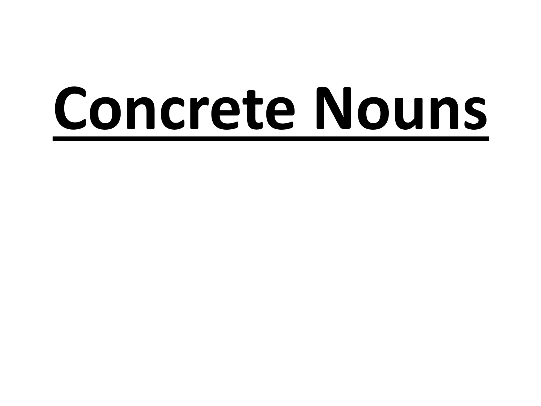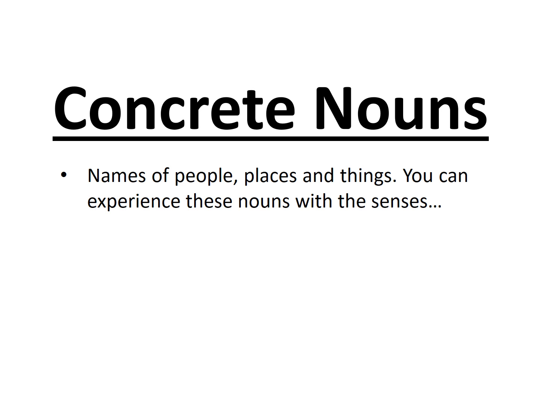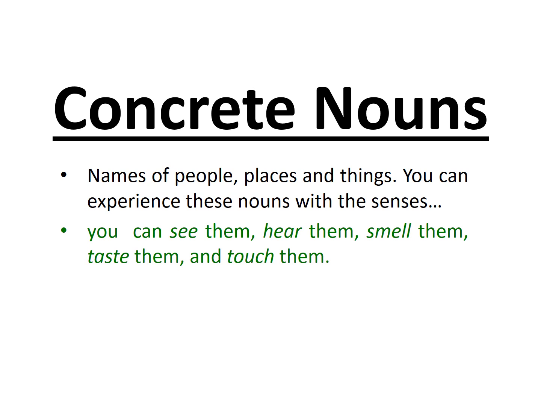So a concrete noun names a person, a place, or a thing that you can experience with the senses. Something tangible. The way I like to think of it is that with concrete nouns you can see them, you can hear them, you might smell them, you could taste them, and you can actually touch them. The other way of looking at concrete nouns is that you can use numbers and the article a or an with these nouns, and that they're easy to have plurals of.